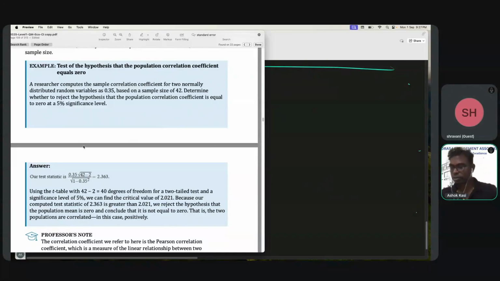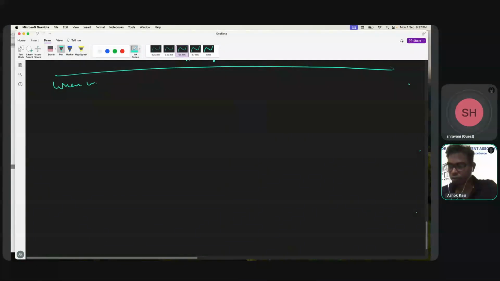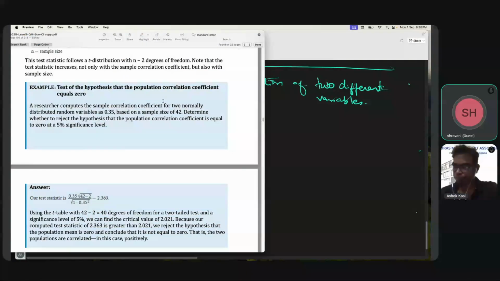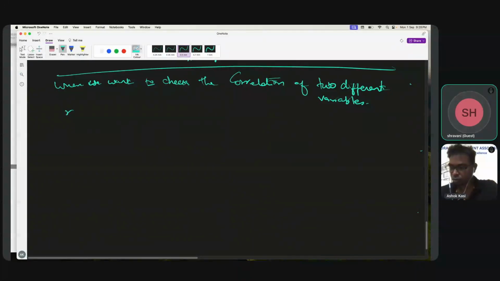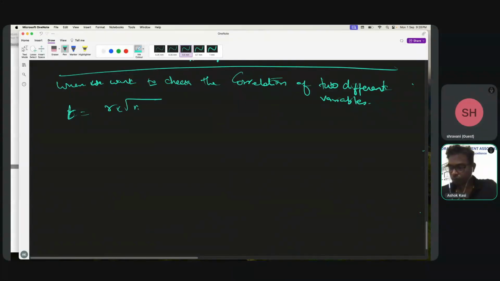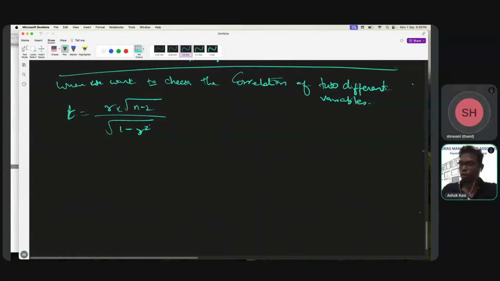Using this test, it is also called t-test only, but t-test for testing correlation. So when we want to check the correlation of two different variables, that time t is equal to r into root of n minus 2 divided by root of 1 minus r square. This is the formula. Now let me derive this.